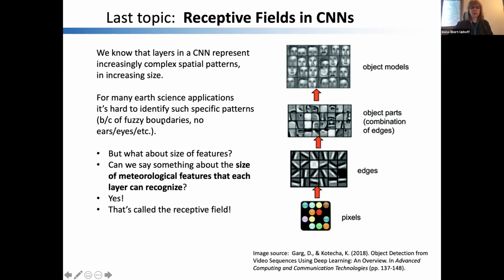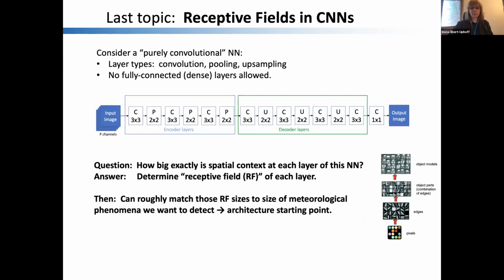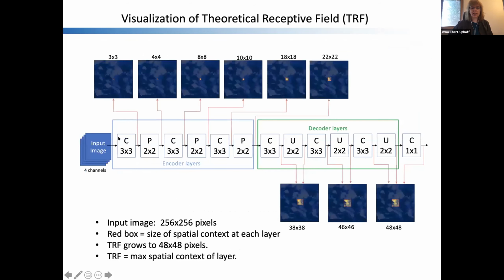And we said before, because of the fuzzy boundaries and all this stuff, it's really hard to visualize these things and learn much from them. So it's hard to really figure out the patterns, but we still can track the size very easily. So the question is, what is the size of the features we can recognize, and can we match them to meteorological features? And the answer is yes, we can. And the sizes are called receptor field. And if you just Google receptor field, you can find lots of papers on how to calculate them. So the basic idea is, I want to show you this. I will just skip through to this slide in the interest of time.